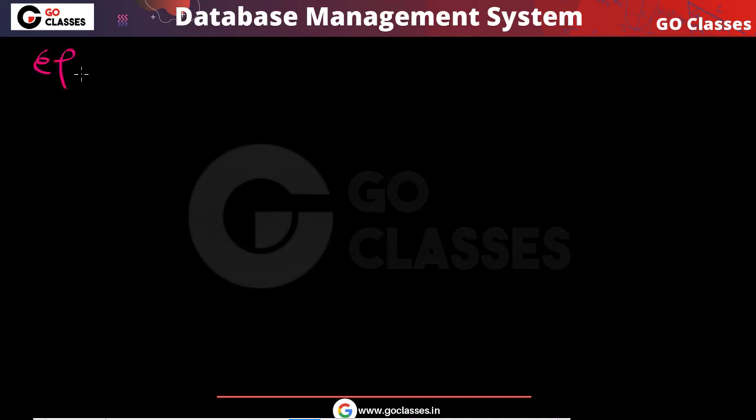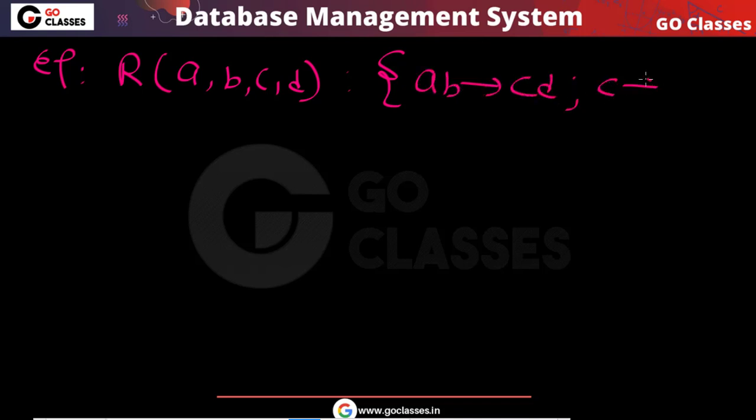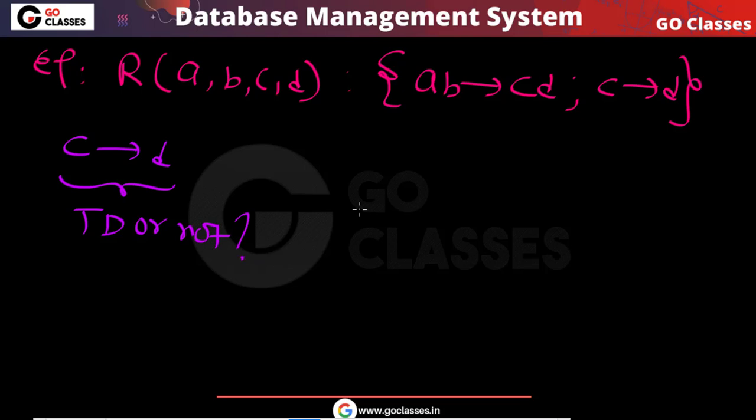Let us take one example. Consider a relation R(A, B, C, D), and let's assume that AB determines CD, and C determines D. Now let's check whether this dependency is a transitive dependency or not. How to check? C determines D. This is a transitive dependency if there exists something such that C will determine it, it will determine D, and it should not determine C.